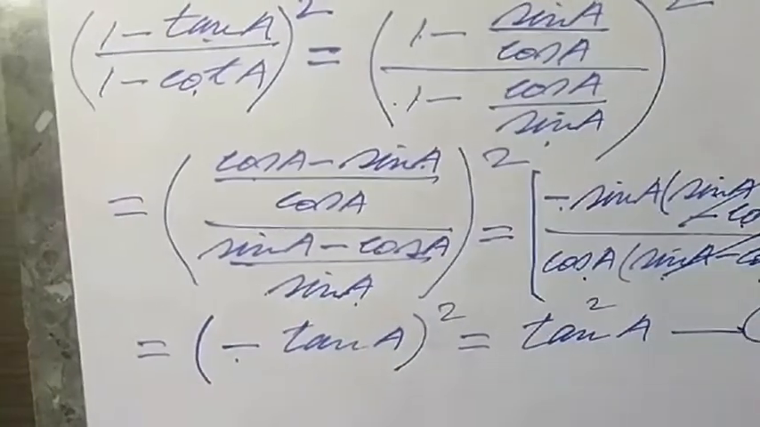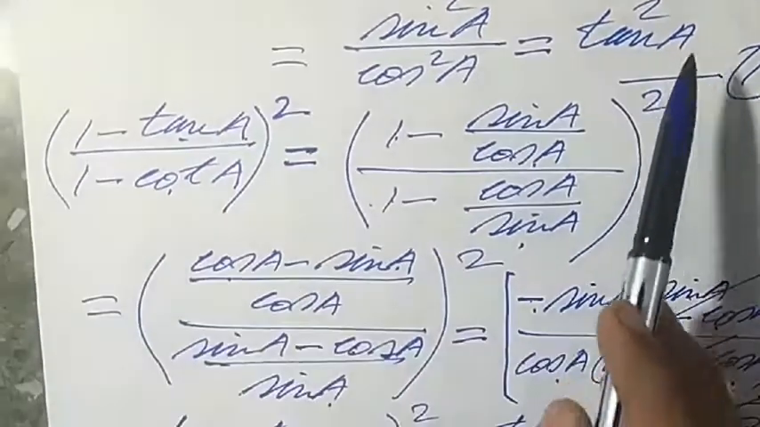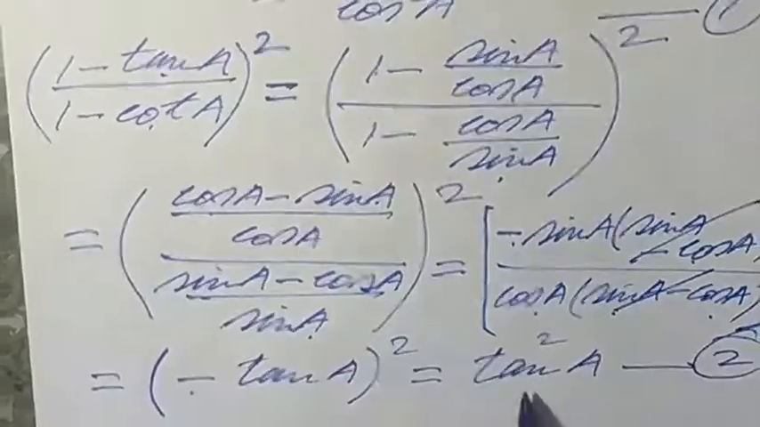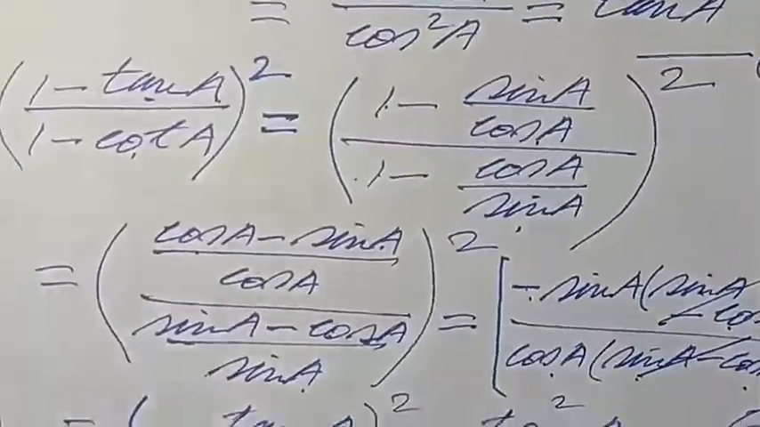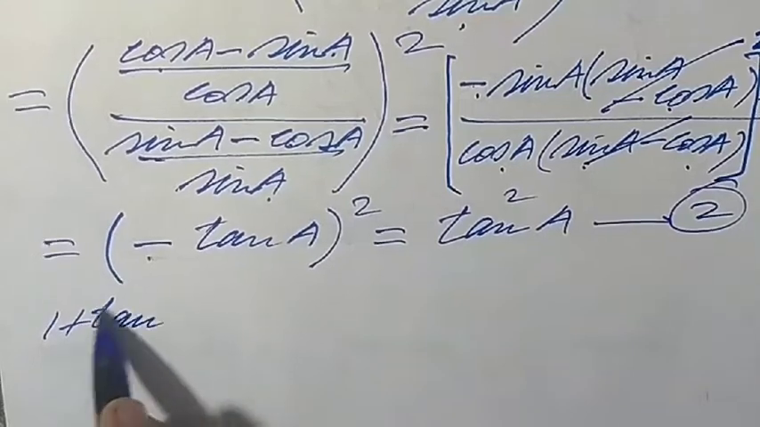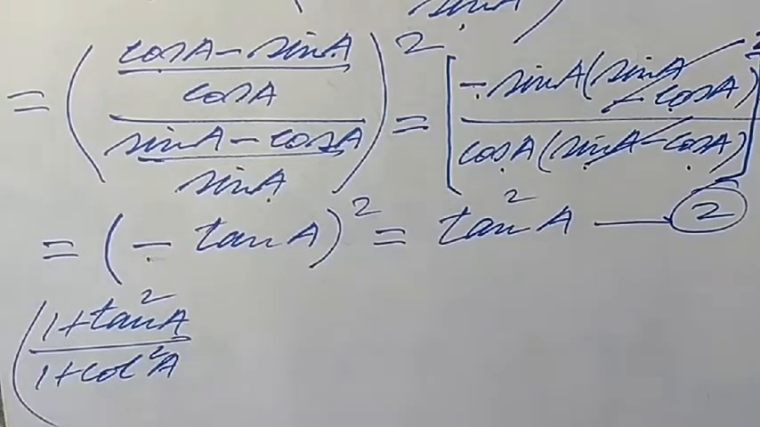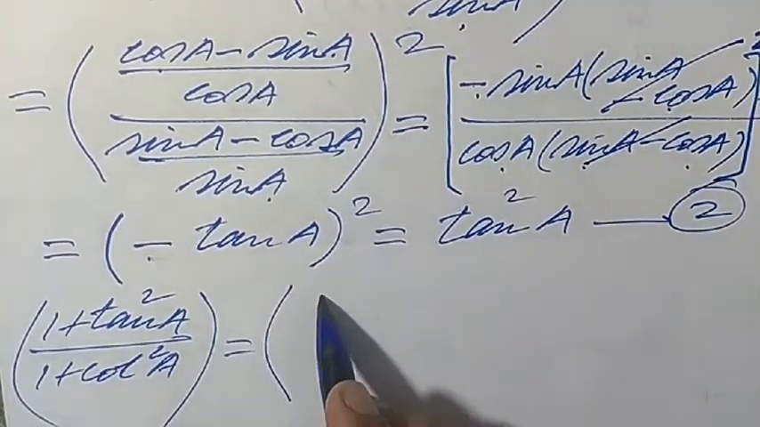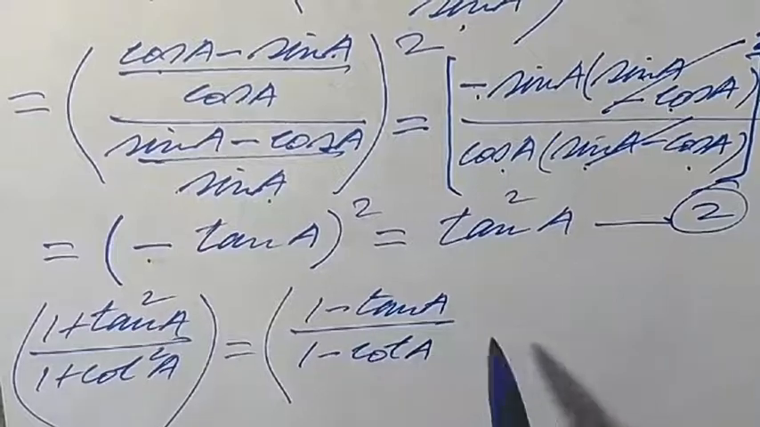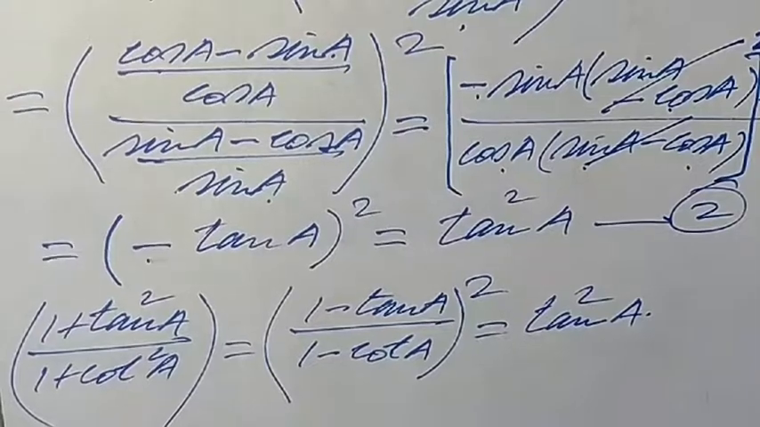So if we observe equation number 1 and equation number 2, we have the value of 1 plus tan square A upon 1 plus cot square A is equal to tan square A, and the value of 1 minus tan A upon 1 minus cot A whole square is also equal to tan square A. So we may conclude from equation number 1 and 2 that 1 plus tan square A upon 1 plus cot square A is equal to bracket 1 minus tan A upon 1 minus cot A whole square is equal to tan square A, and hence we have proved the given condition.